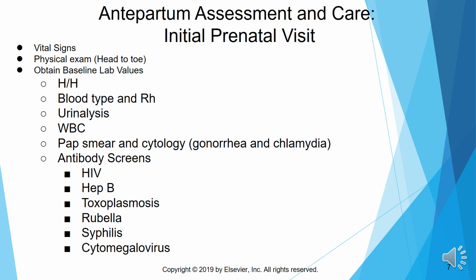Remember, those two are a TORCH infection, so we would want to treat as quickly as possible. Antibody screens would be for HIV, Hep B, toxoplasmosis, rubella, syphilis, and cytomegalovirus. So those we want to make sure that they have a good titer and are immune.